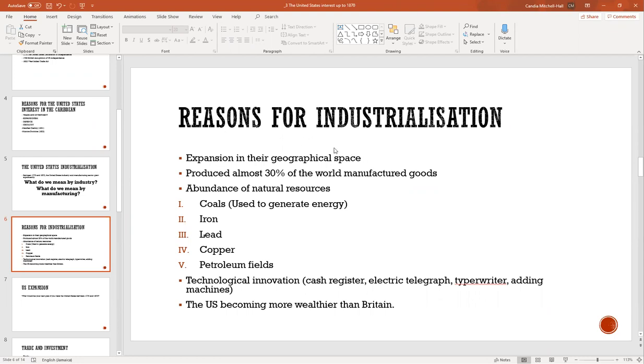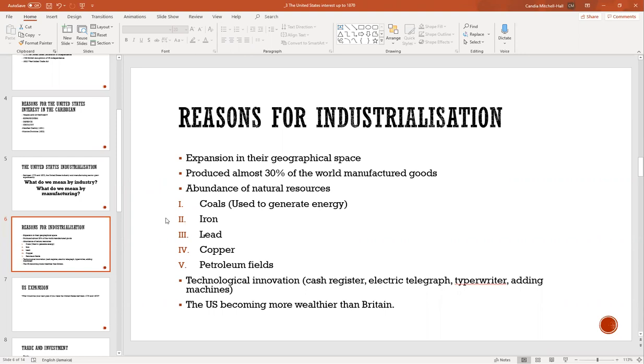So we know for sure that they are expanding during the period from 1776 to 1870. They would have expanded significantly. During this period, the U.S. would have produced 30% of the world manufactured goods. You see, like how China is producing everything right now? At this time, Britain was fearful of the U.S. France was fearful. Spain was fearful. Portugal was fearful because the U.S. was producing 30% of the world manufactured goods, and the percentage increased every year.